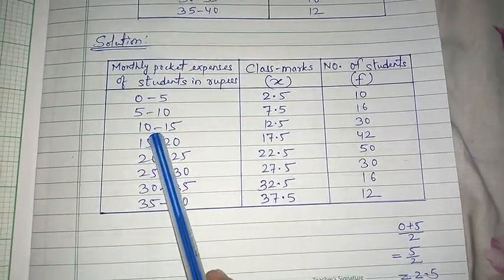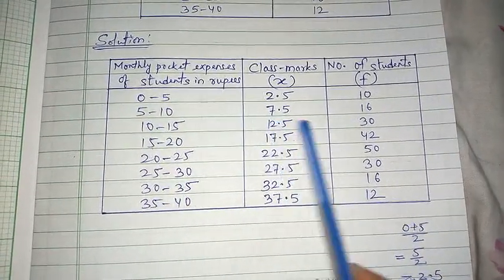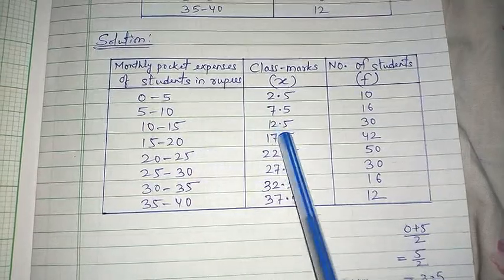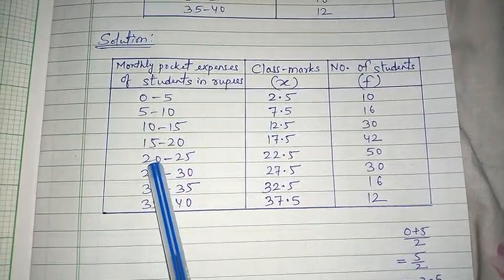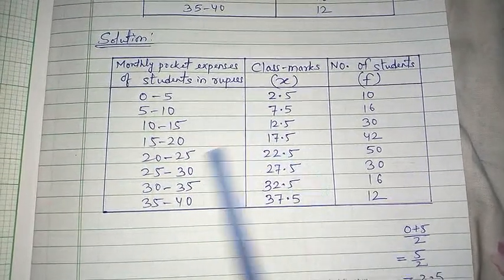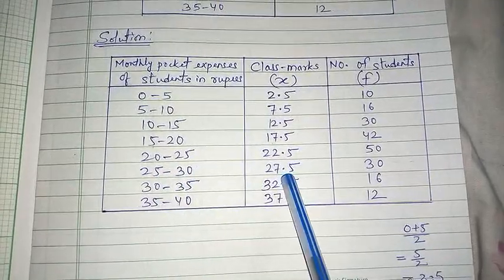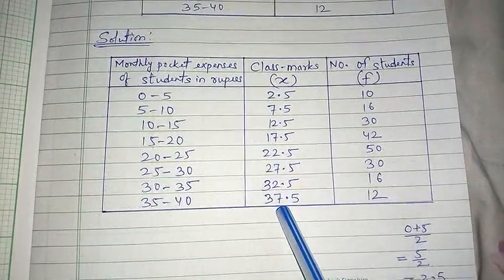Now the number between 10 and 15 is 12.5. The number between 15 and 20 is 17.5. The number between 20 and 25 is 22.5. Between 25 and 30, the number is 27.5, and it goes on up to 37.5.